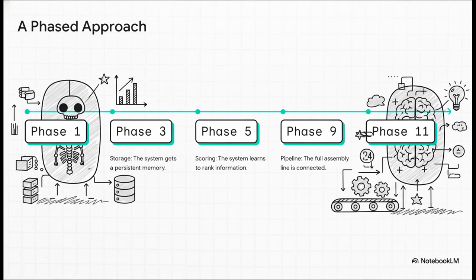And if you look through their developer logbook, the devlog.md file, you can actually watch this step-by-step construction happen. You see the system just evolve phase by phase. First, they build the skeleton, then it gets a memory. Then it learns how to rank things, and finally the whole assembly line gets connected. It's a masterclass in building software methodically.